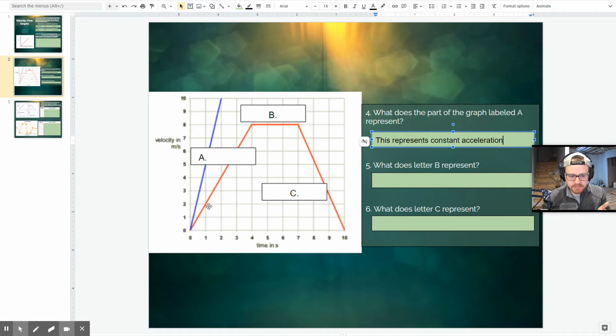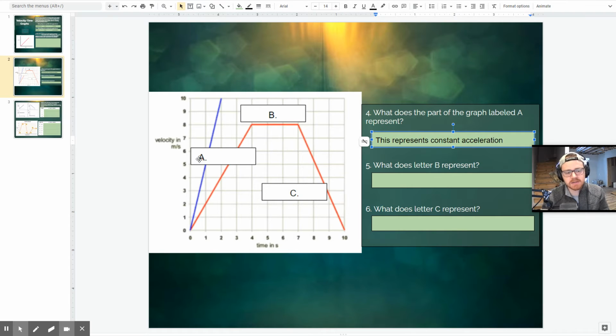After 1 second of accelerating, the object was moving at 2 meters per second. If we look at 2 seconds, it's now moving at 4 meters per second. At 3 seconds, it's moving at 6 meters per second. At 4 seconds, it's moving at 8 meters per second. So we would say that this has an acceleration of 2 meters per second every second. Every second your velocity is increasing 2 meters per second. So we would say that we have a constant acceleration here.